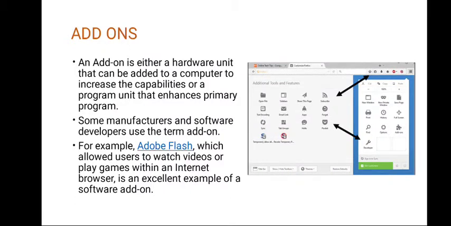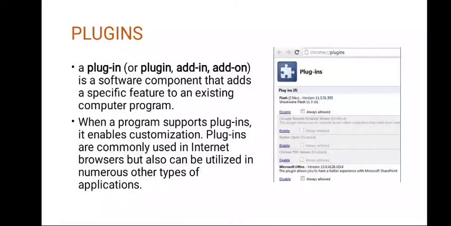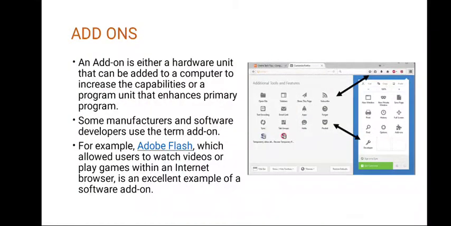For an example, Adobe Flash also comes as an add-on. In the previous slide you saw that Flash was available as a plugin. This Flash was provided by the Shockwave company. So Shockwave Flash was available as a plugin, and the Adobe Flash is available as an add-on in your Chrome browser. So Adobe Flash allowed the users to watch videos or play games within an internet browser. It is an excellent example of a software add-on. So previously the Flash example was not of Adobe, it was of Shockwave Flash, and here the example is of Adobe Flash. Very easy to understand, simple.